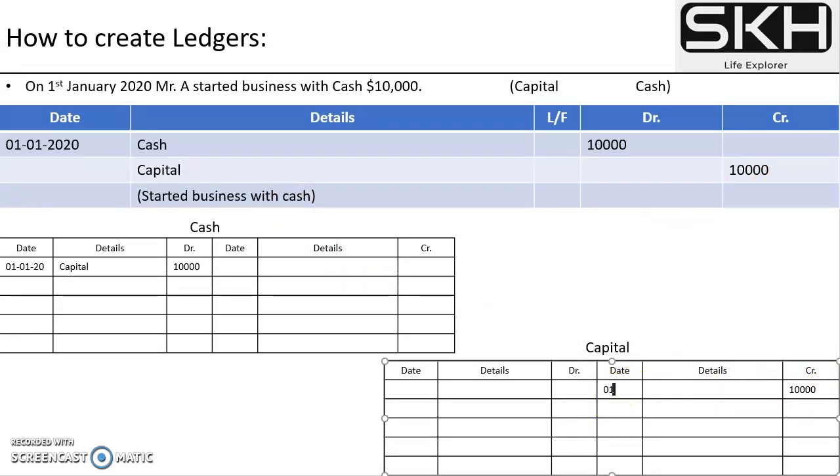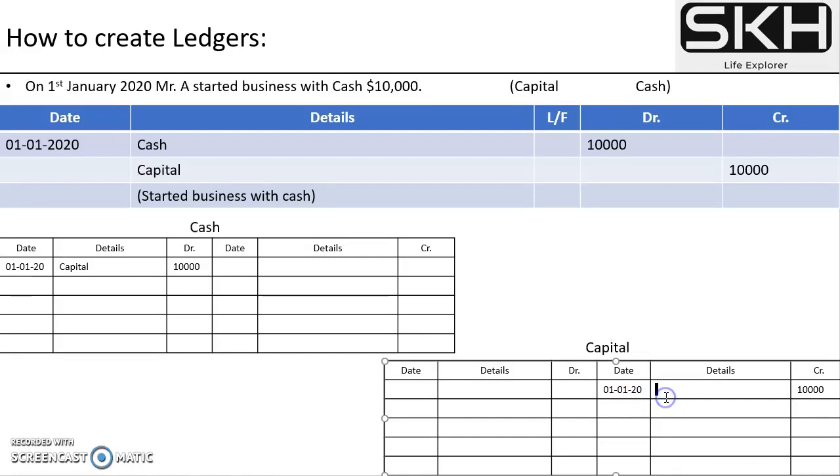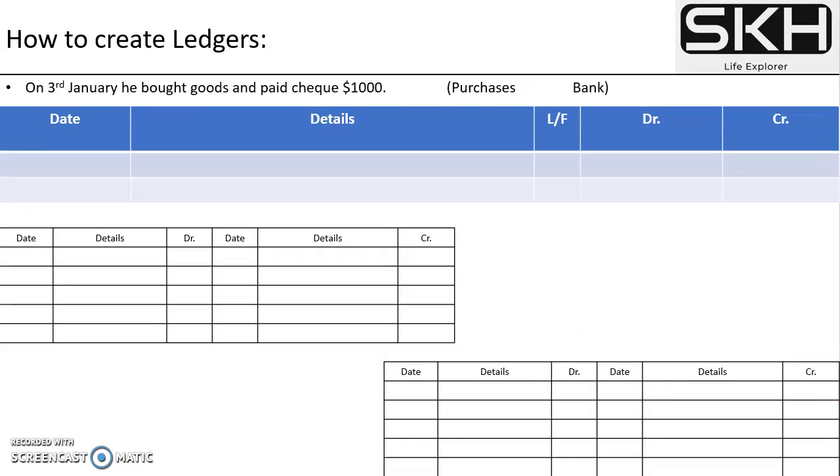Now I will put the date 1st January 2020, and I will write the reason. And can you guess the reason? What is the reason? Yes, it is the cash. So cash is the reason for the increase in our capital. Good job. One more example.